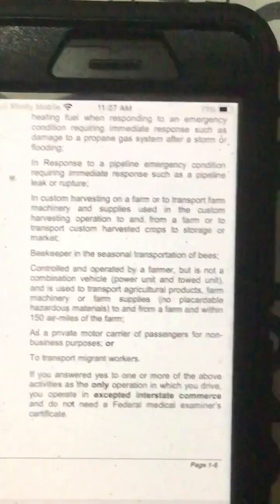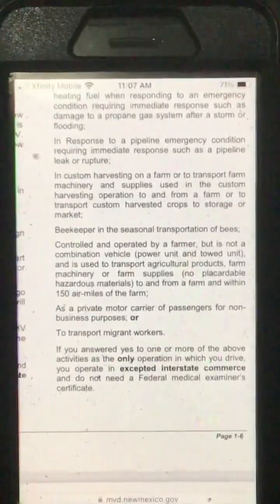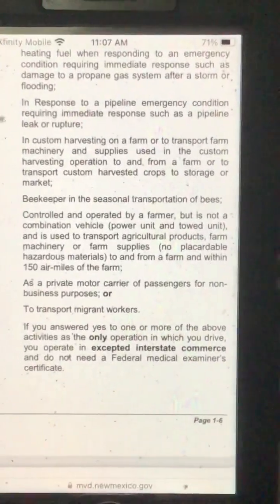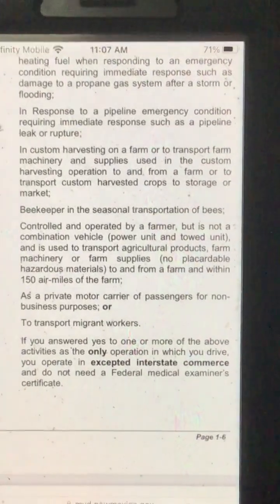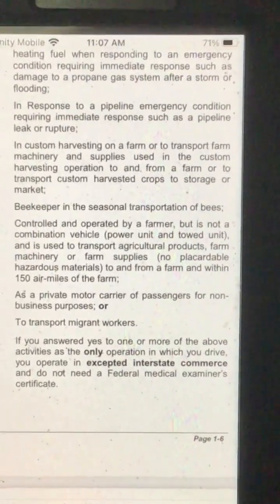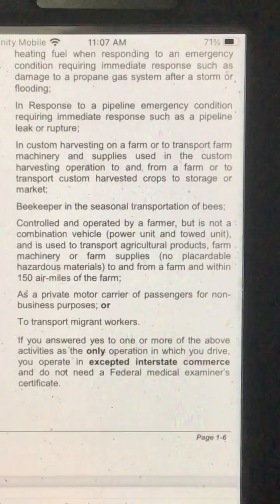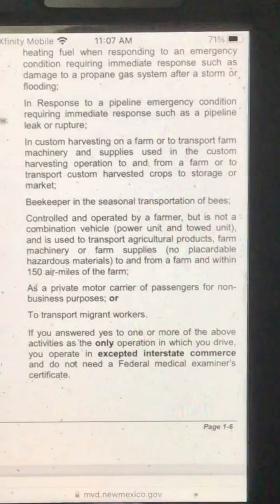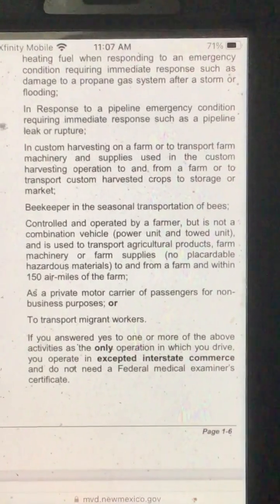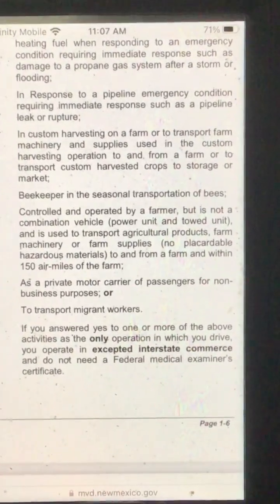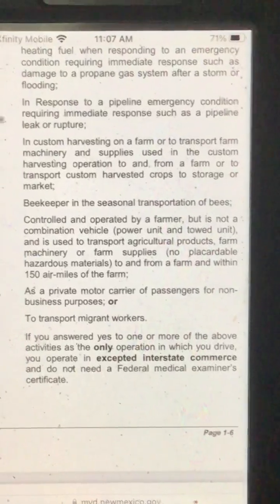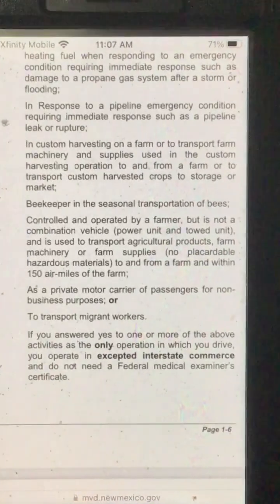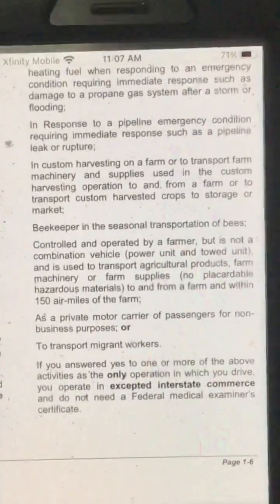If you answered yes to one or more of the above activities as the only, that's highlighted, operation in which you drive, you operate in accepted interstate commerce. That's all highlighted. And do not need a federal medical examiner's certificate. End of page.